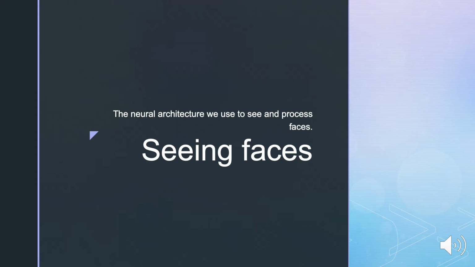Hello, my name is Diane Duncan, and I wanted to talk to you a little bit about the neural architecture that we use to see and process faces. Before I go into that, I'd like to show you some pictures, and I'd like to think about what you see when you look at them.